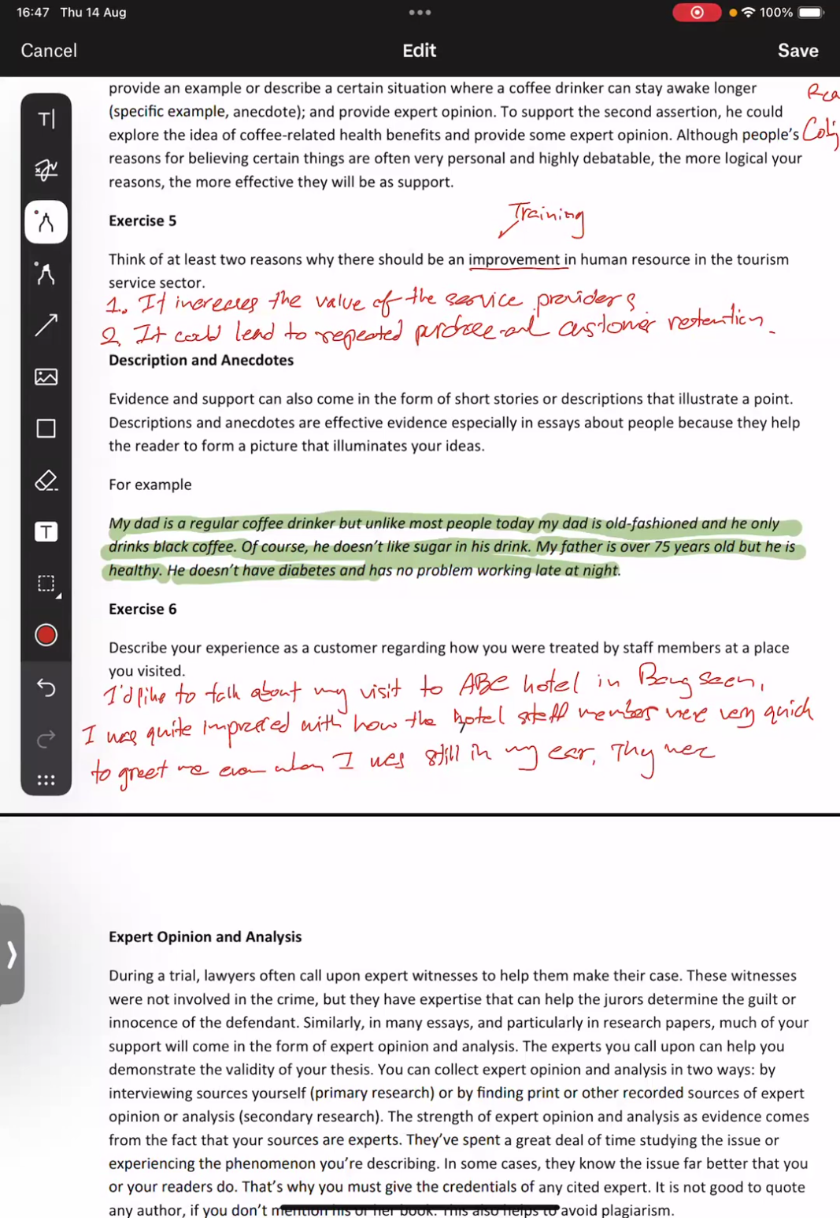They were quite handy, as they helped me to carry my luggage, and they helped me with my luggage to my hotel room. Okay.